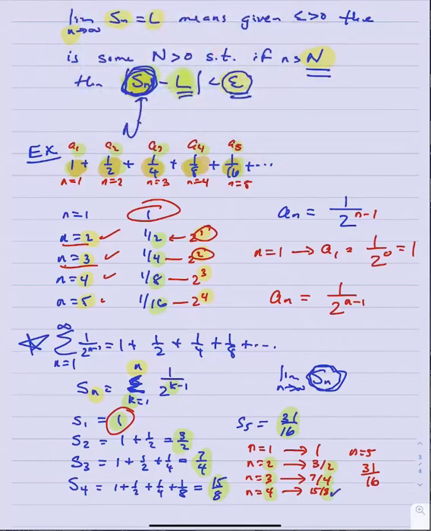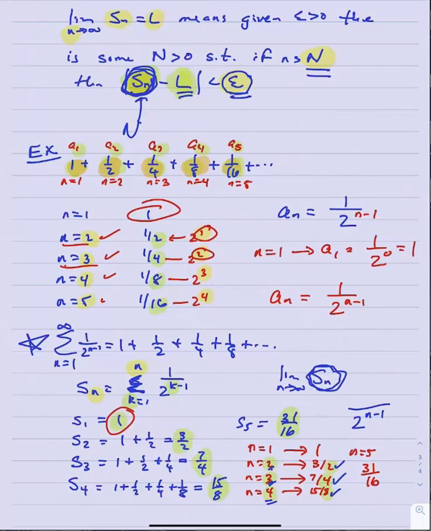this 8 right here is 2 cubed, which is 1 less than 4. This 4 is 2 squared, which is 1 less than 3. This 2 is 2 to the first, which is 1 less than 2. So it looks to me like the denominator is 2 to the n minus 1.